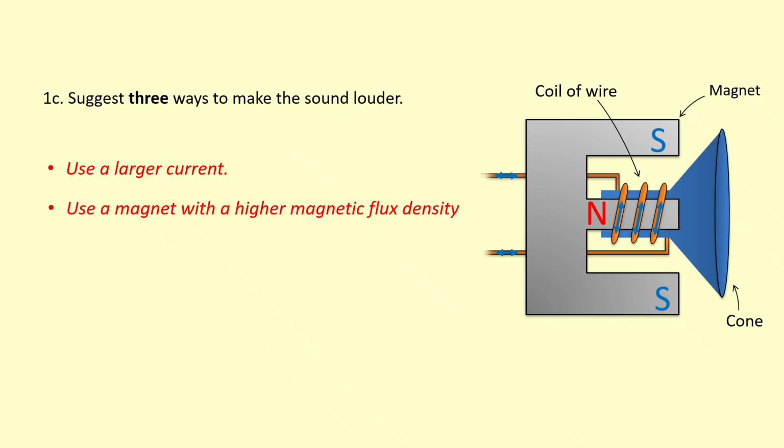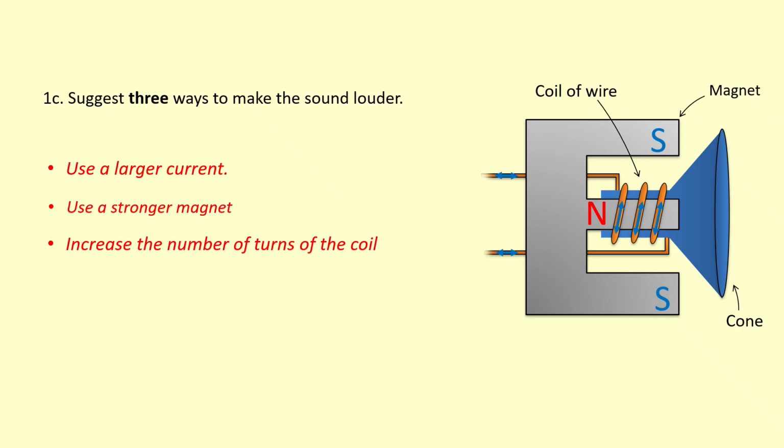Another thing we can do is replace the permanent magnet there with a stronger permanent magnet, and that would also increase the force. Finally, we can increase the number of turns of the coil. If there's more turns of the coil, each one experiences a force, so overall the resultant force will be larger, and that means it will push the air particles to a bigger speed. Remember not to say increase the coils, okay? So increase the number of turns of the coil.